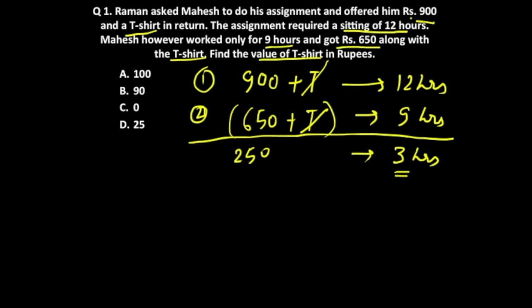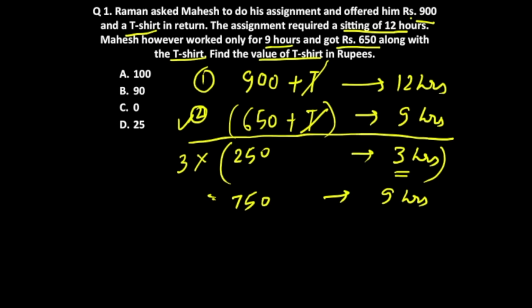So we can easily equate these two, but for that we'll have to first multiply this equation by a factor of 3. Why 3? Because 3 times 3 is 9. So you know that 9 hours can be easily equated over here. So the result after having multiplied by 3 would be 750 for 9 hours, right? Now you can compare this with the second equation.